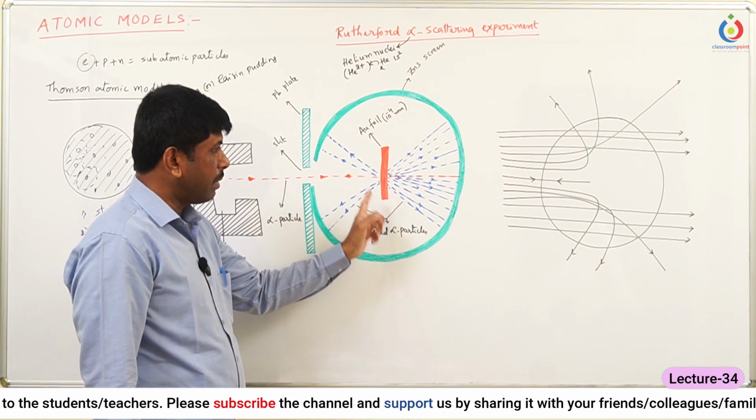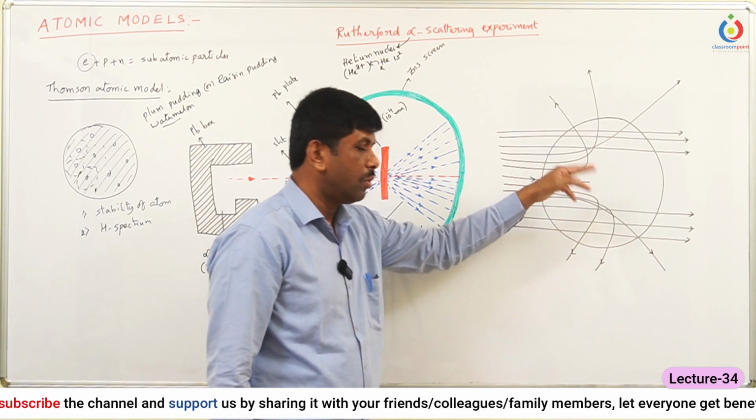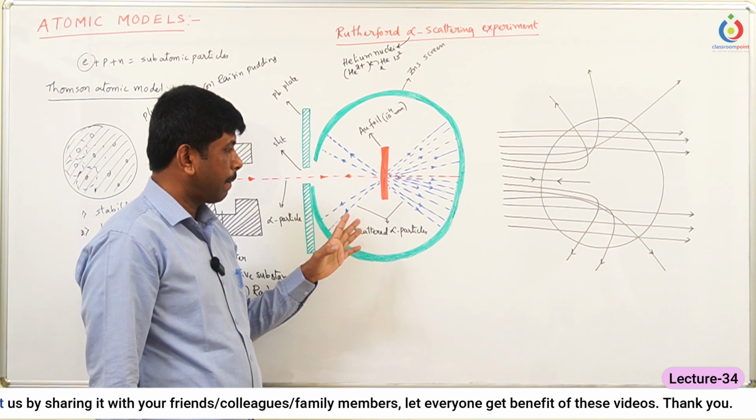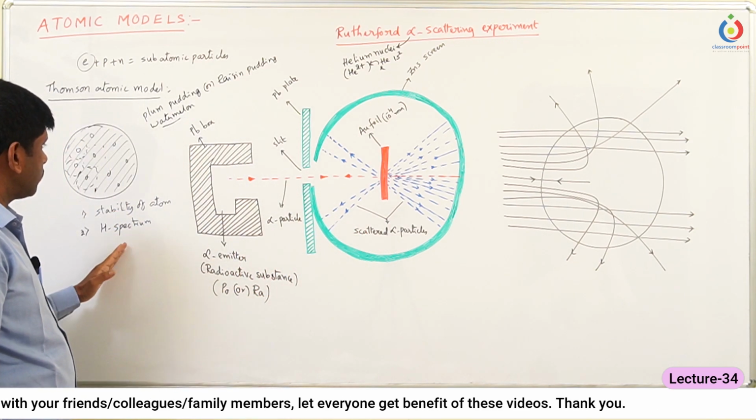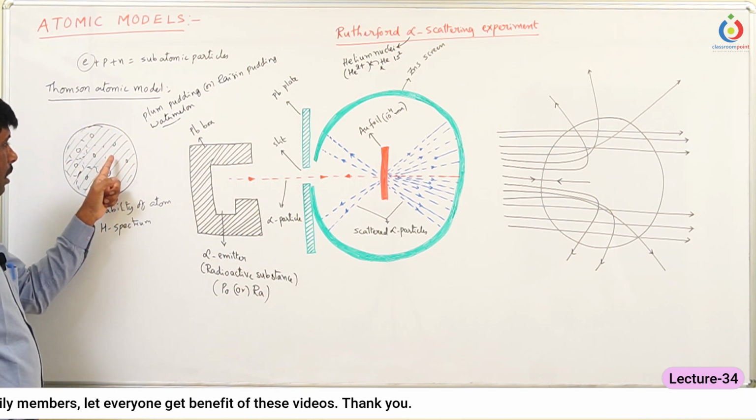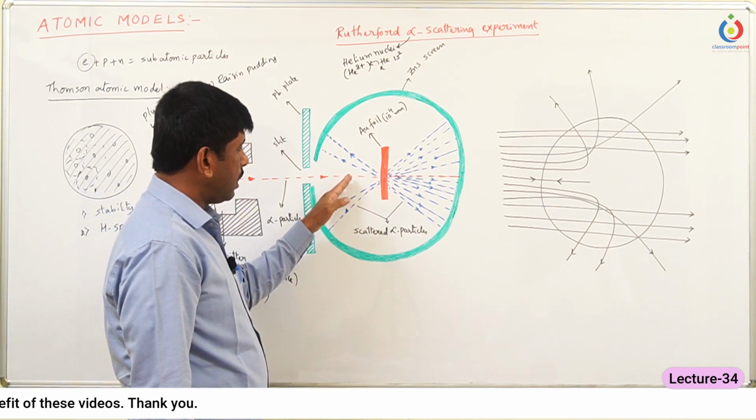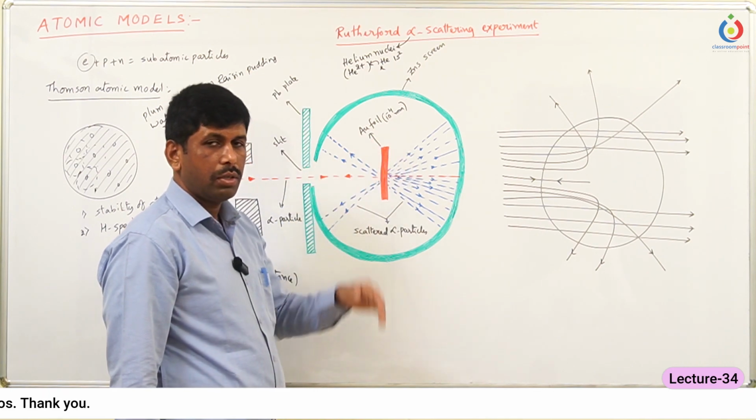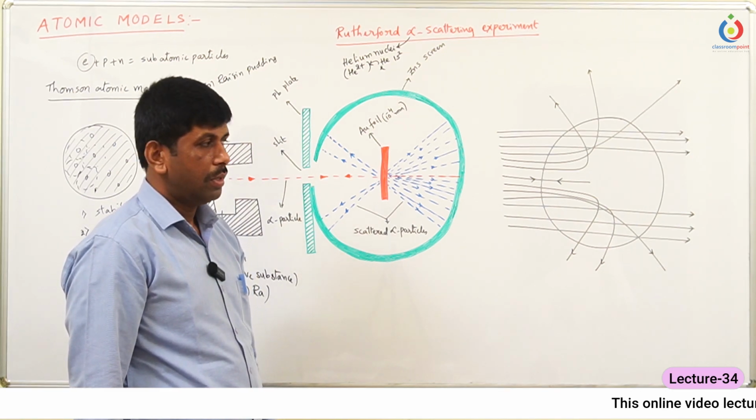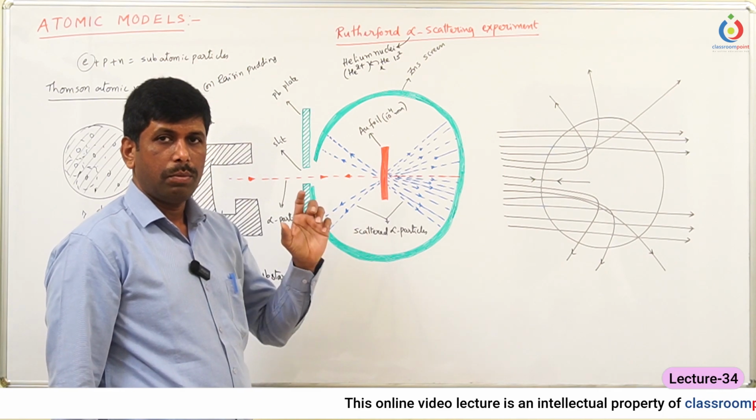Here in this diagram, we have taken only a single gold atom. From this diagram, what we can get as information is, as Thomson said, if the entire atom is filled with positive charge, then no alpha particle should have passed through the gold foil. All alpha particles would have to bounce back. So from that, the atom is not completely filled with positive charge.